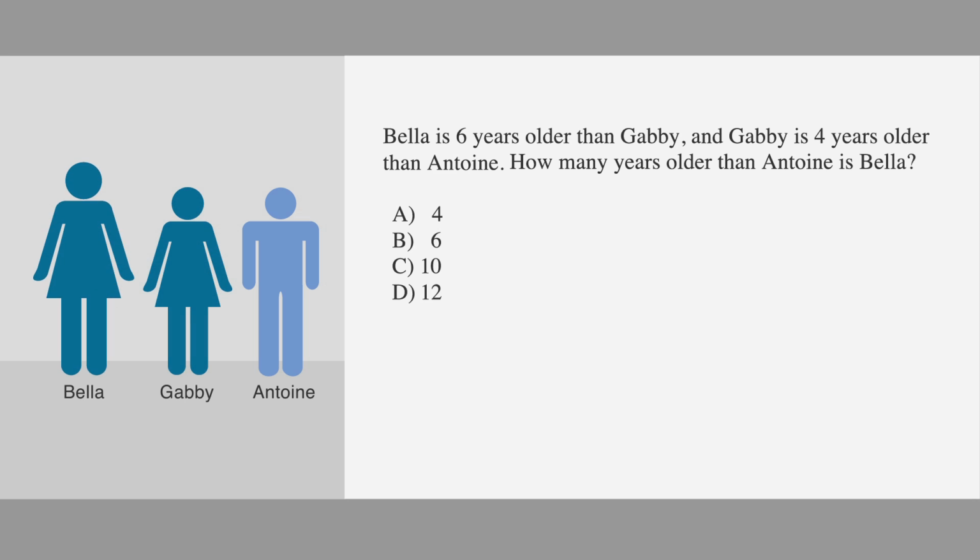Bella is 6 years older than Gabby, and Gabby is 4 years older than Antoine. How many years older than Antoine is Bella? The answers are A, 4, B, 6, C, 10, and D, 12.